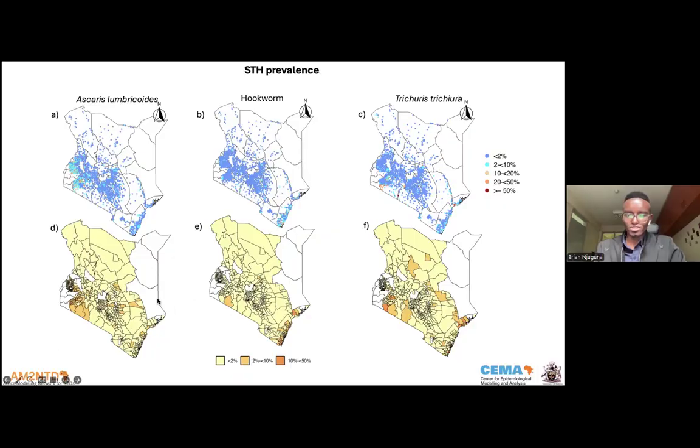And these are demonstrated in the maps below for Ascaris, Hookworm, and Trichuris. So what we observe majorly is that for Ascaris, we tend to see them in the western region. For Hookworm, we tend to see a higher prevalence in the coastal region. And then for Trichuris, in the lower western and some parts of the coast. But this is now the empirical prevalence without any modeled estimate.